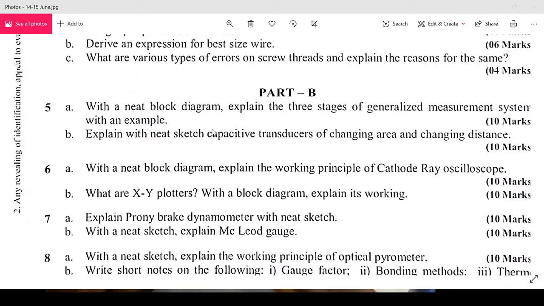Okay, let me add it in. Number 3: what is that? Prony brake dynamometer. Brake, B-R-A-K-E it is. Next, what is that? MacLeod gauge. So this will be discussed. Brake, not break. Prony brake is different. Okay. Next, Chetan Kumar. Thank you. Abhishek Salunke. Yes, sir. Tomorrow I'll discuss. No problem.